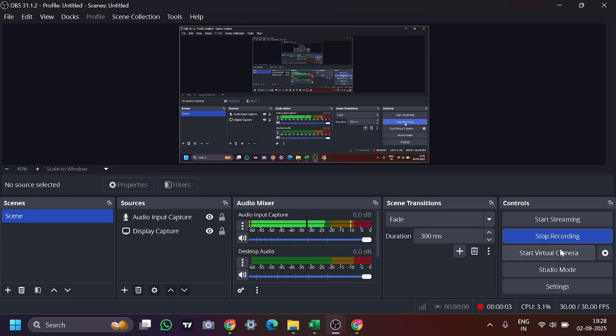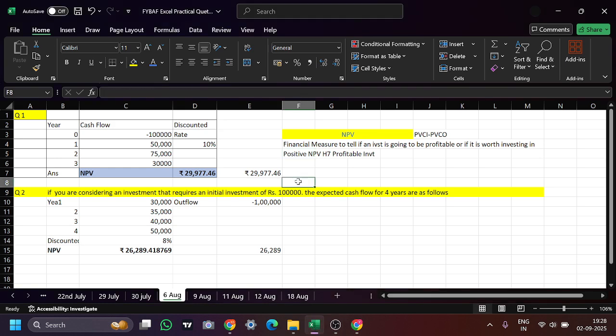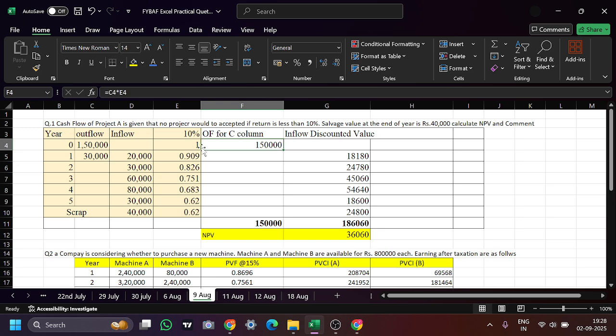So in the previous lecture we have seen the net present value, the basic sums of the net present value. Now we are going to see the advanced sums of table format. The cash flow of the project is given, that no project would be accepted if the return is less than 10%. The salvage value at the end of the year is 40,000. Calculate net present value and comment.